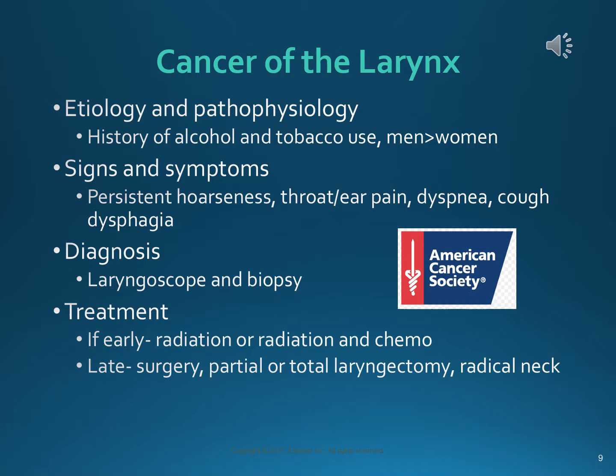And the signs and symptoms are persistent hoarseness. We talked about that earlier. Throat or ear pain, interestingly enough. Dyspnea, cough, and fatigue are late signs. They diagnose it with a laryngoscope, which is like a bronchoscope, only shorter, and they do a biopsy. Treatment, if it's early, is radiation or radiation and chemo. If it's late, they do surgery.